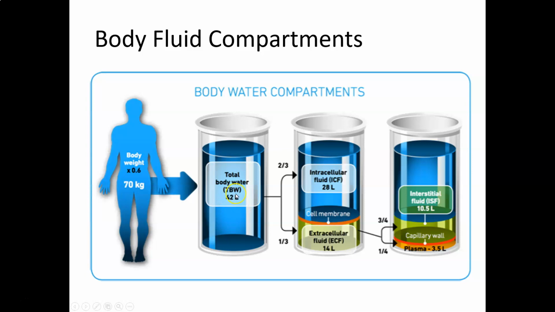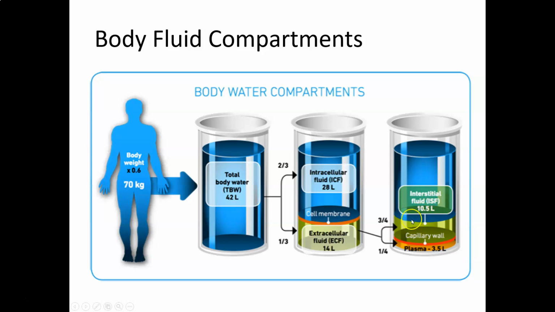Of that 42 liters, about 2/3 of it is inside the cell. If it's inside the cell, it's called intracellular fluid, or ICF, so intra means inside. 2/3 of 42 liters is 28 liters. And outside the cell, separated by the cell membrane, is the extracellular fluid. That's 1/3. The only other place you can be if you're not inside a cell is outside the cell. That's ECF, about 14 liters. Now, of the extracellular fluid, there's a couple places where we can find that. This doesn't do a great job identifying them all. The plasma is about 3.5 liters. That's the liquid portion of your blood. The interstitial fluid is probably 9.5 to 10.5 liters.